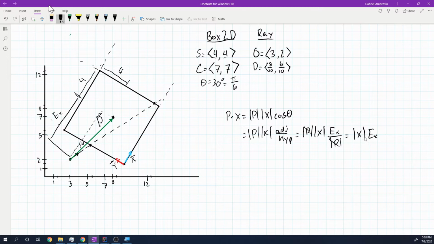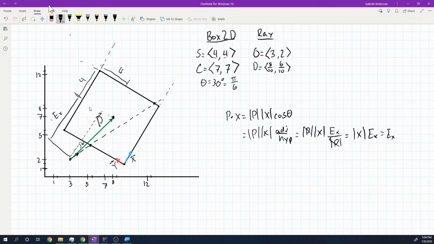Well, remember, X is a unit vector, which means it has a length of 1, which means the magnitude of X is 1. 1 times EX is just EX. So what we're left with is this big portion here, which is the direction along the x-axis from the ray's origin to the center of our box. This is going to be helpful in just a second.